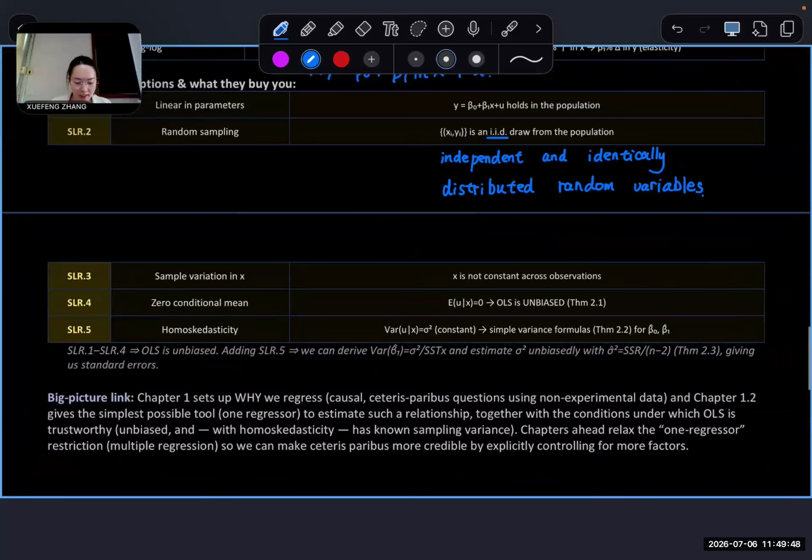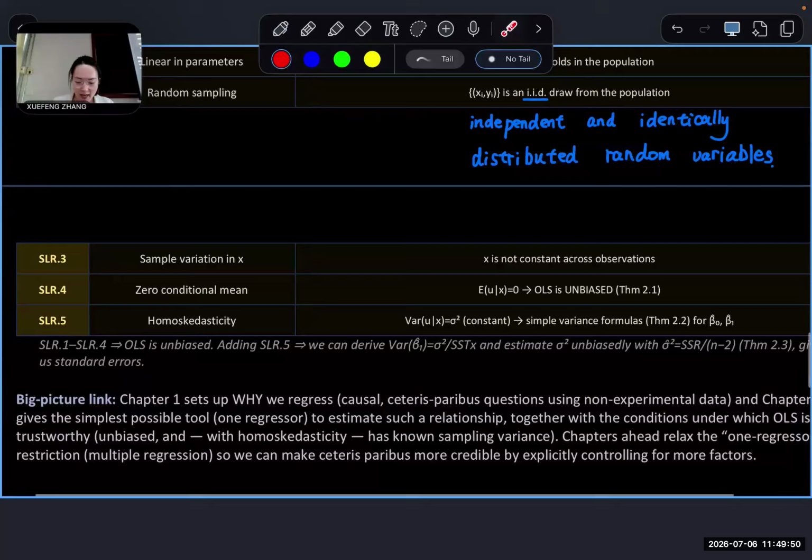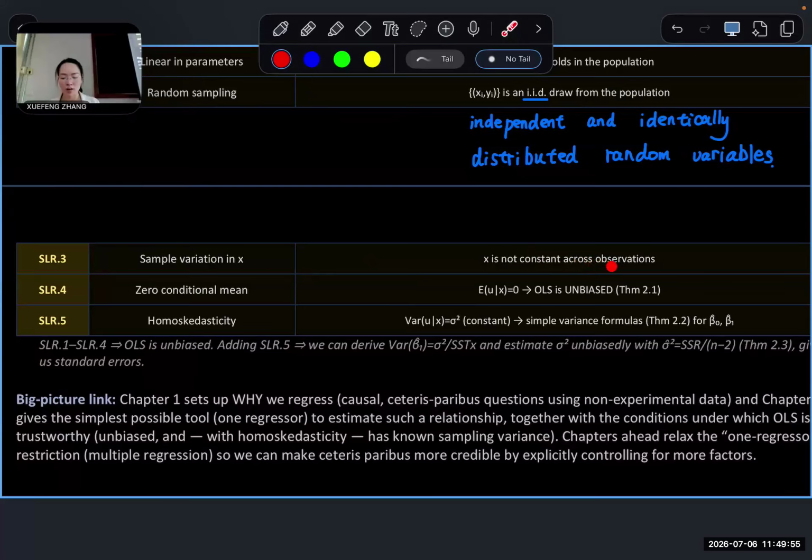Next assumption, sample variance in X. X is not constant across observations. Try to get as much data as possible. And assumption 4, zero conditional mean. Zero conditional mean means that given X, the expectation of mu equals 0. Okay, under assumptions 1 through 4, OLS is unbiased. This is our theorem 2.1.